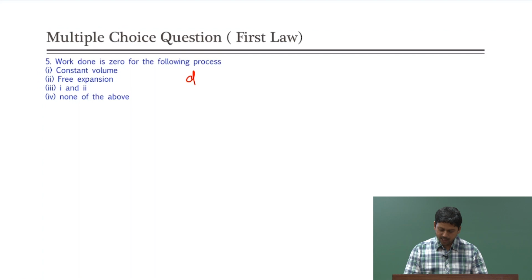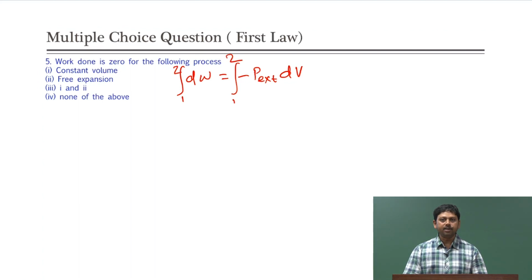You remember that for free expansion dW is, or for any case, the definition of work is the integration of this particular quantity. Work done for going from one step to another step is minus P external dV. It is the external pressure against which the system expands or contracts, giving rise to some work done.